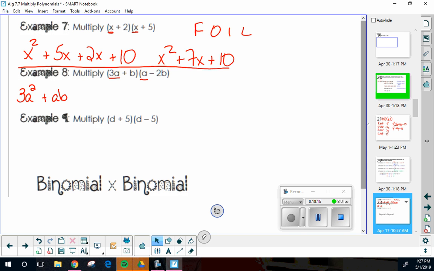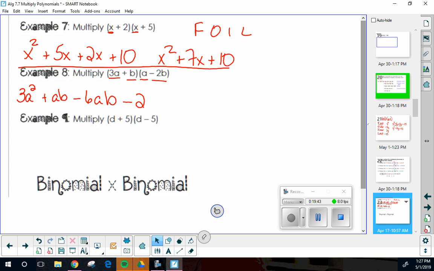What are the outer? So what would that be? Negative 6ab. And the last, b times negative 2b. The last terms. I'm so sorry. Yes, b times negative 2b. What is that?